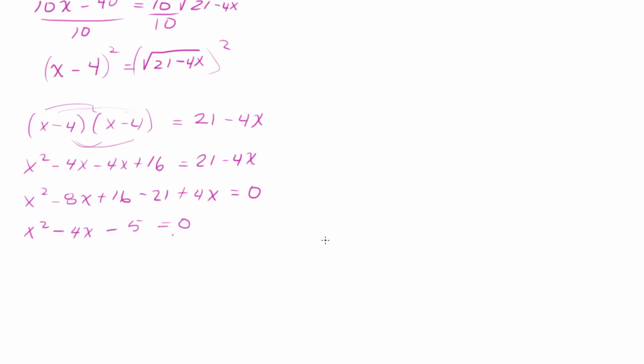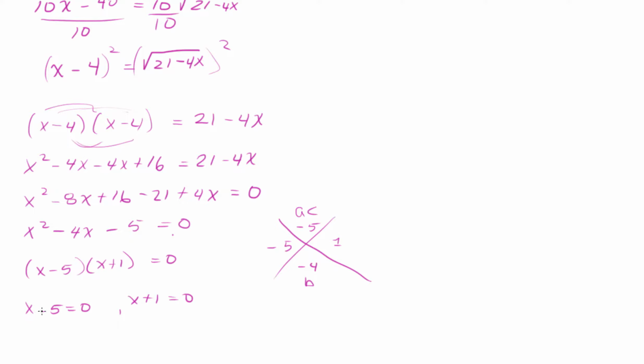Now, we can use the x method here. A times c and b. So negative 5 is a times c. B is negative 4. Two factors of negative 5 that, when you add them, give you negative 4. Well, negative 5 and positive 1. So this factors into x minus 5 and x plus 1 equals 0. Now we split it into 2. X minus 5 equals 0. X plus 1 equals 0. That means that x equals 5 or x equals negative 1.